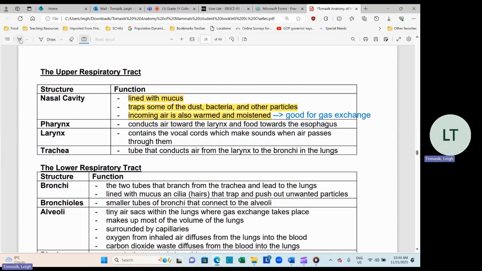Then we have your pharynx. Your pharynx again is your throat, right?